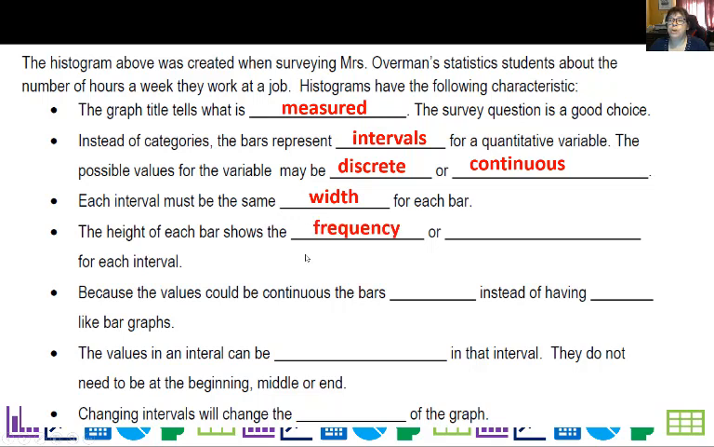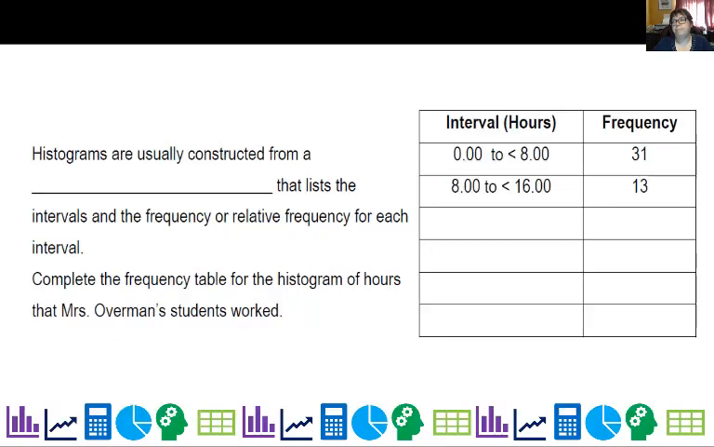Now, the height of each bar shows the frequency or relative frequency for each interval. And because the values could be continuous, the bars touch instead of having gaps like bar graphs. The values in an interval can be anywhere in that interval. They do not need to be at the beginning, middle, or end. And changing the intervals can actually change the shape of the graph. I'll show you an example of that.